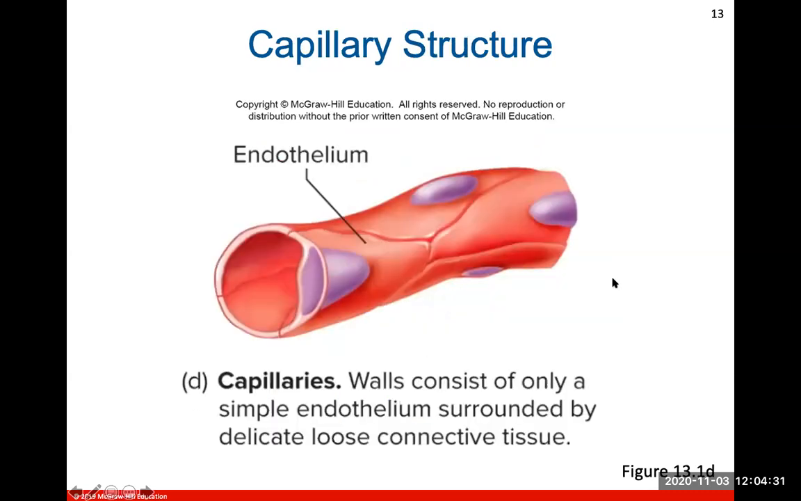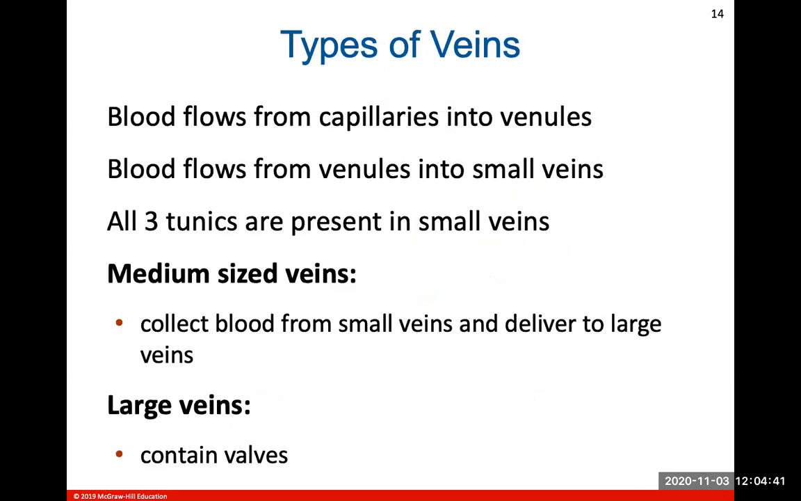Here's the capillary structure. Extremely thin walls. They consist of only a simple endothelium surrounded by a delicate, loose connective tissue. And then there's types of veins.